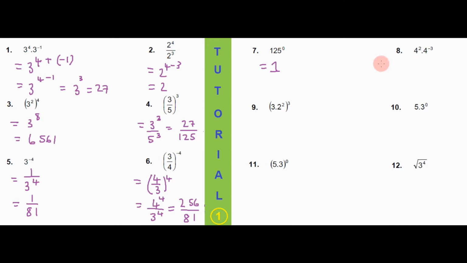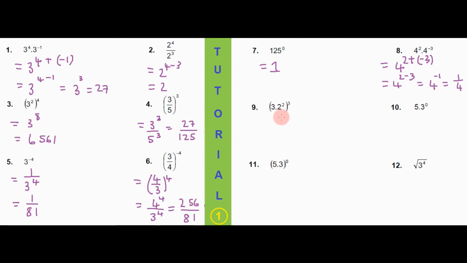In number 8 here, we are multiplying and the bases are the same, so we can add the powers. A plus times a minus is a minus, so it's 2 minus 3 as a power. And this is 4 to the negative 1, which we can invert and write as 1 over 4. We can invert the 4.